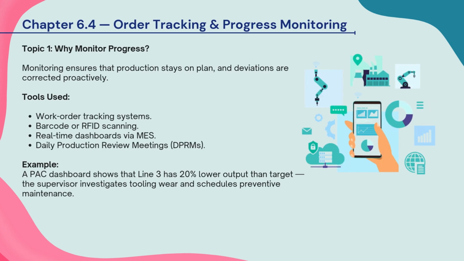Monitoring progress helps ensure production follows the plan and allows early detection of delays or deviations. Common tools include work order tracking systems, barcode or RFID scans, MES dashboards, and daily production review meetings. For example, if a PAC dashboard shows line 3 is producing 20% below target, the supervisor can immediately investigate, such as checking tooling wear and take corrective action like scheduling preventive maintenance.